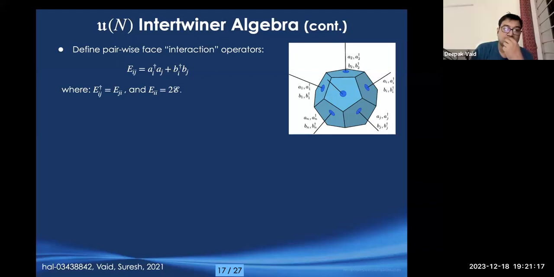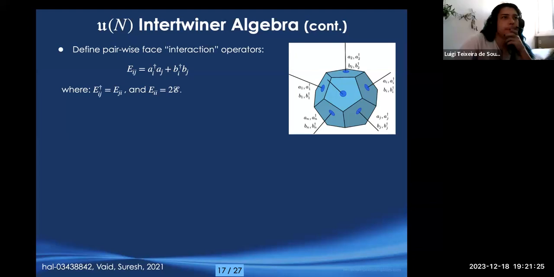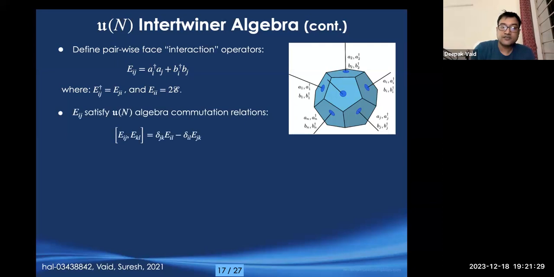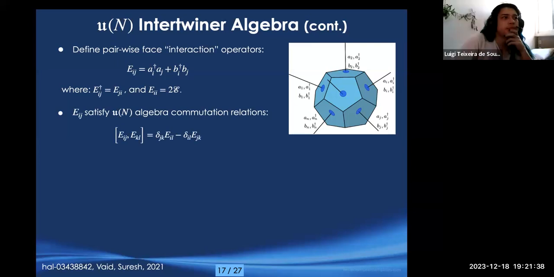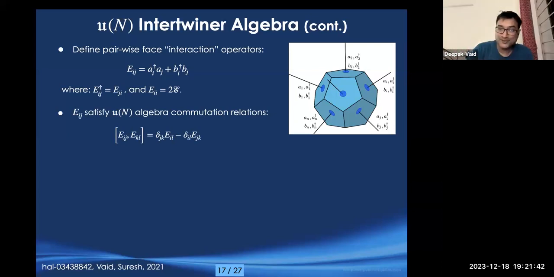And so then you have a hopping term for the A and a hopping term for the B. And these operators have a certain commutation algebra, which happens to be the same as the U(N) group. So it's a pretty long process to come to this point.